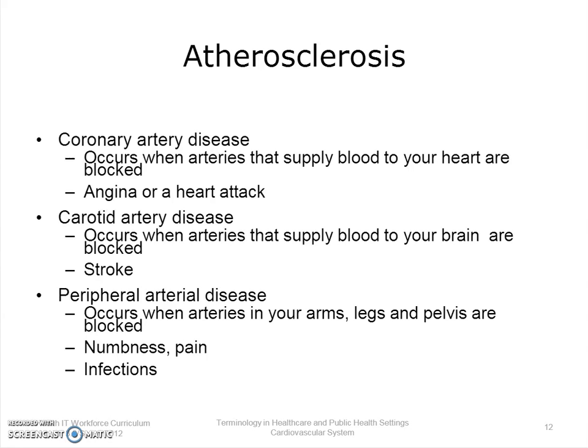If the patient has carotid artery disease, the arteries that supply blood to the brain become blocked. When the arteries to the brain are blocked, the patient can suffer a stroke. And with peripheral arterial disease, the arteries in the arms, legs, and pelvis become blocked. When the arteries are blocked, the patient can suffer from numbness, pain, and sometimes infections.